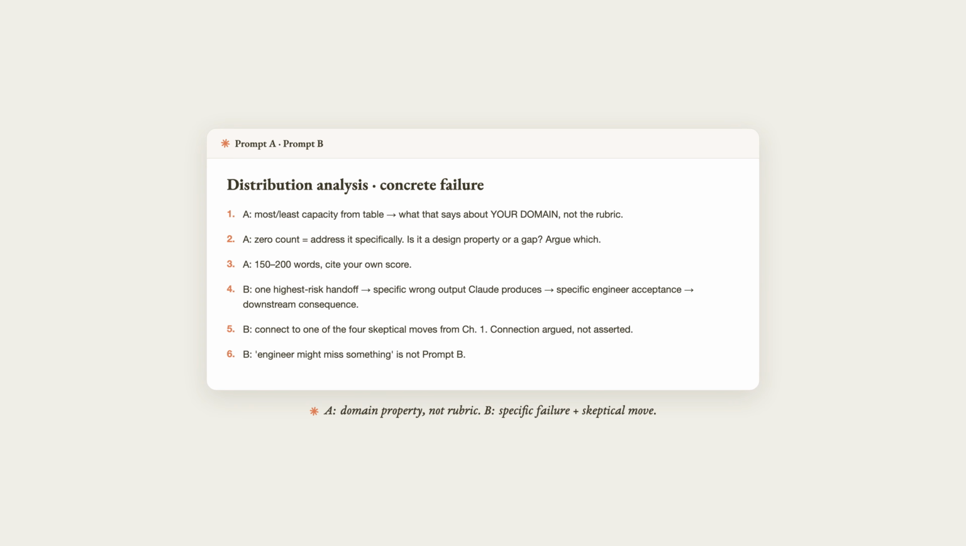Prompt B is the hardest handoff. Pick one of the highest risk handoffs from the score summary. The requirement: concrete failure. Not "the engineer might miss something." That sentence names no failure. Name the specific wrong output Claude would produce at that step, the specific thing an engineer would wrongly accept, and the downstream consequence. Connect it to one of the 4 skeptical moves from Chapter 1. The skeptical moves are not decoration. The connection must be argued, not asserted.